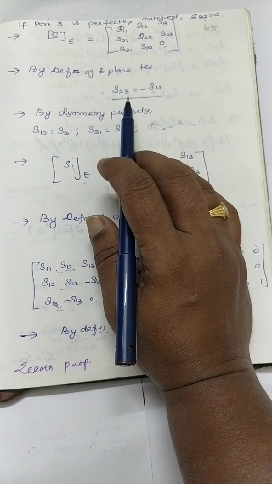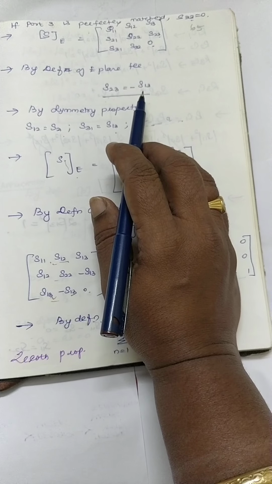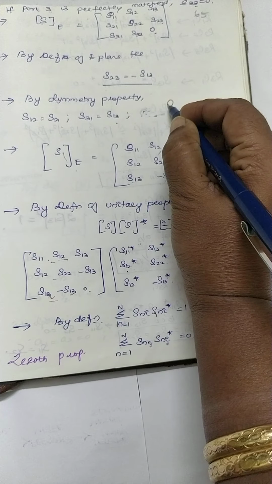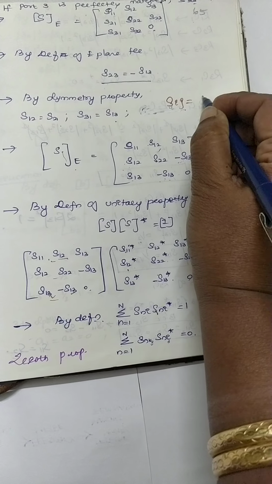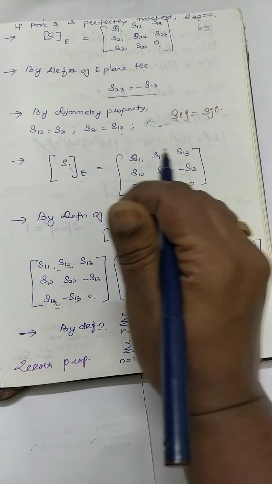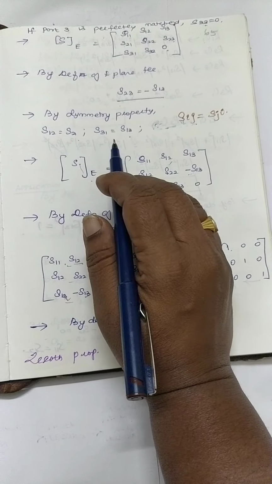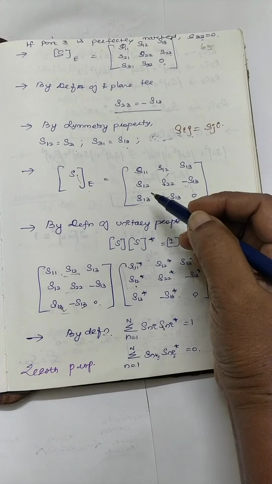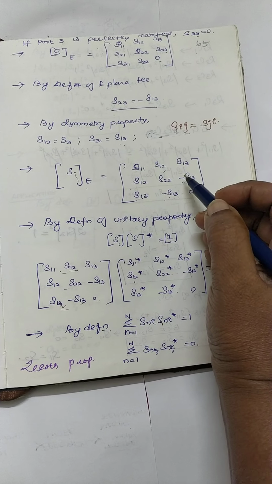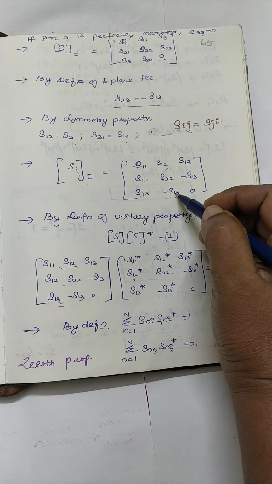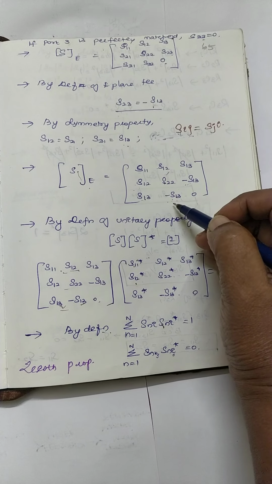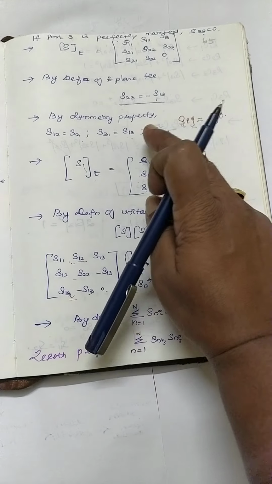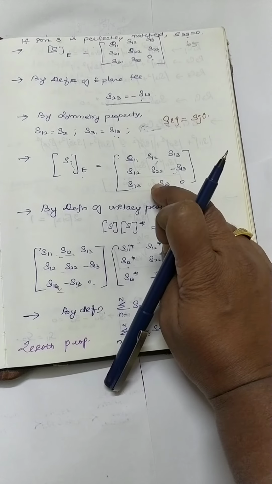Next, by definition of E-plane T, already we have defined S23 equal to minus S13. Now we will go into the symmetry property. By the symmetry property, Sij is equal to Sji. So I can write S12 equal to S21, S31 equal to S13. So in this you replace S31 by S13 and S32 by S23, and then also substitute this condition S23 equal to minus of S13. So both the steps I have included, symmetry property and E-plane modification.